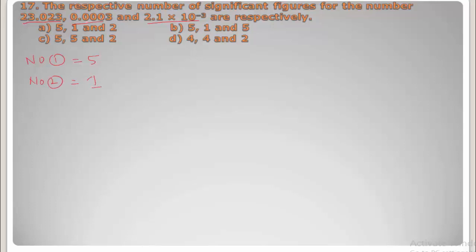Why? Because preceding zeros in a decimal number are not significant. I hope you remember the rules for writing the significant figures. The preceding zeros in a decimal value which is less than 1 are not significant, and in the third number the significant figures are only 2, because you should not consider the scientific notation. So there are only 2 significant figures in the third one. So 5, 1 and 2, option A is the right answer.